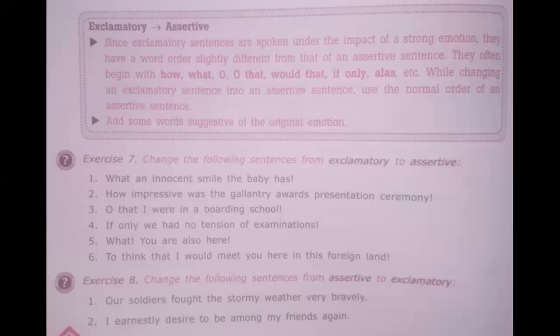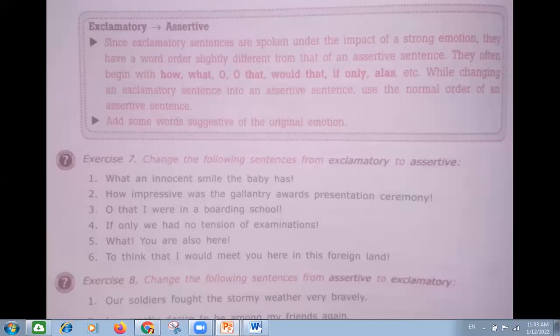What an innocent smile the baby has. Let's see who answers this question. Raise your hand. Ishmeet. Ishmeet is raising hand. That's very good, Ishmeet. Very good. Ishmeet, unmute yourself. Now, good morning, sir. Good morning. Very good morning, Ishmeet.